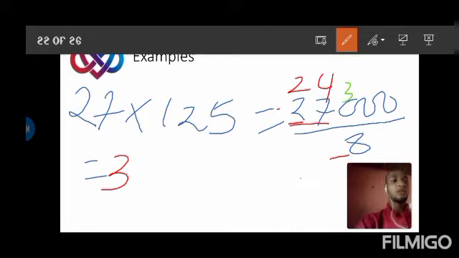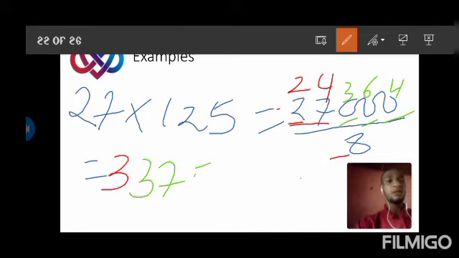So in 30, it's still going to be 3, right? Which is going to be 24. So 30 minus 24 is going to be 6. So in 60, it's going to be 7. Yes, 8 in 60 is going to be 7. 7 times 8 is 56. So 60 minus 56 is 4. So in 40 is going to be 5.